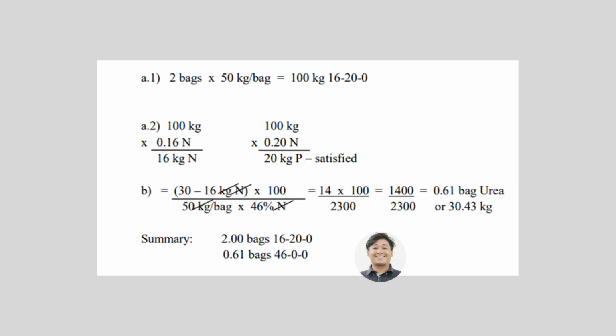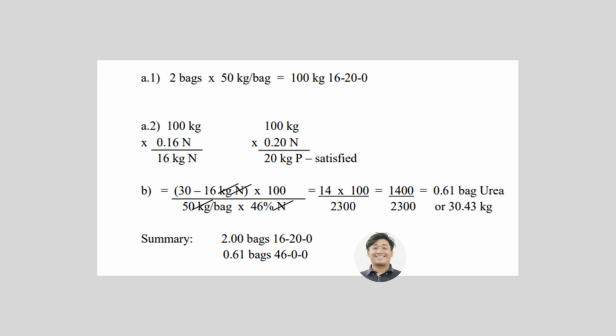So this is a continuation of the past slide. We know that we need 2 bags of 1620. Now 2 bags times 50 kilogram bags is equal to 100 kilograms. So 100 kilograms times 0.16, because this is the available nitrogen in the 1620 bag, gives us 16 kilograms of nitrogen. And the second one is 0.20 times 100 kilograms, so it's 20 kilograms of phosphate.